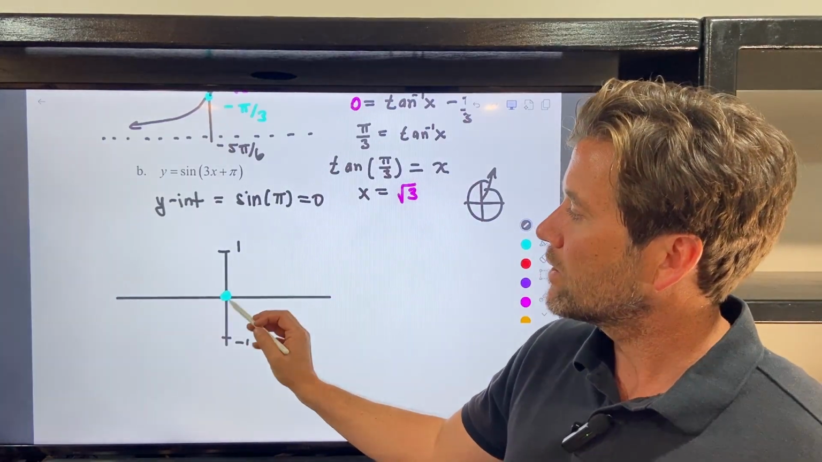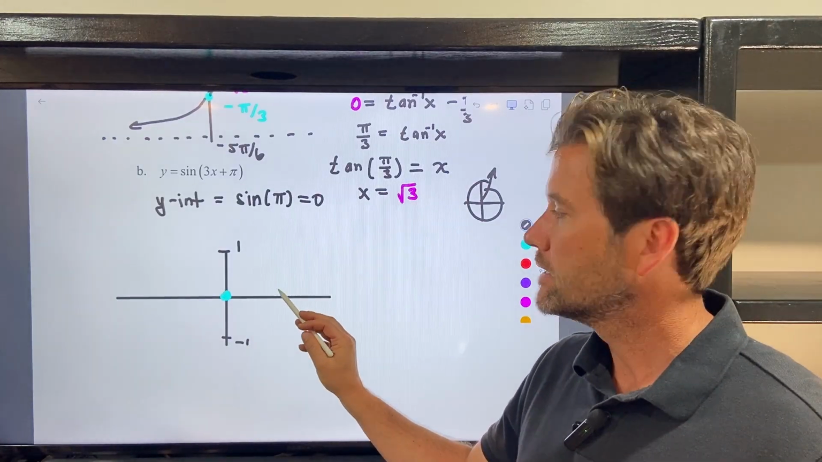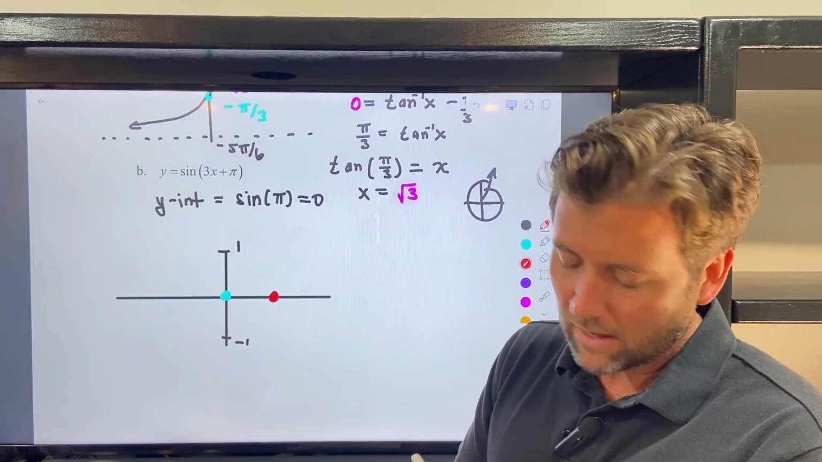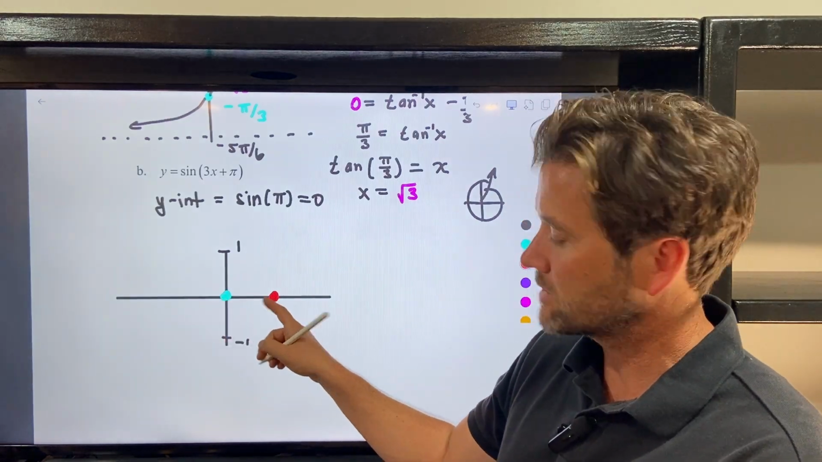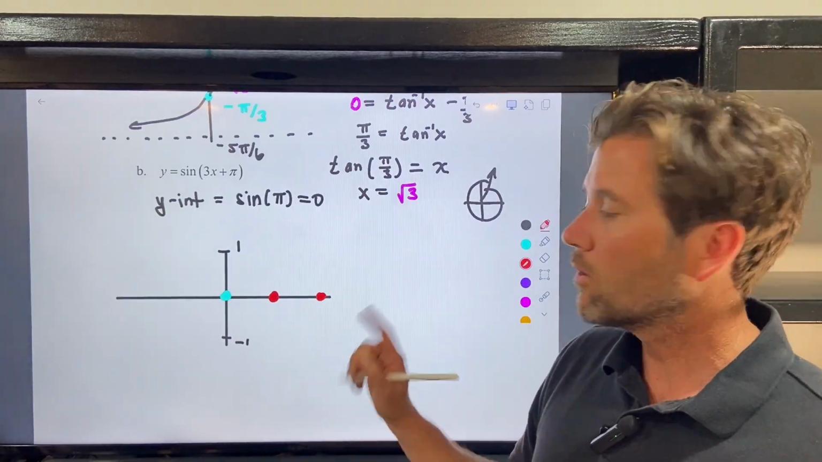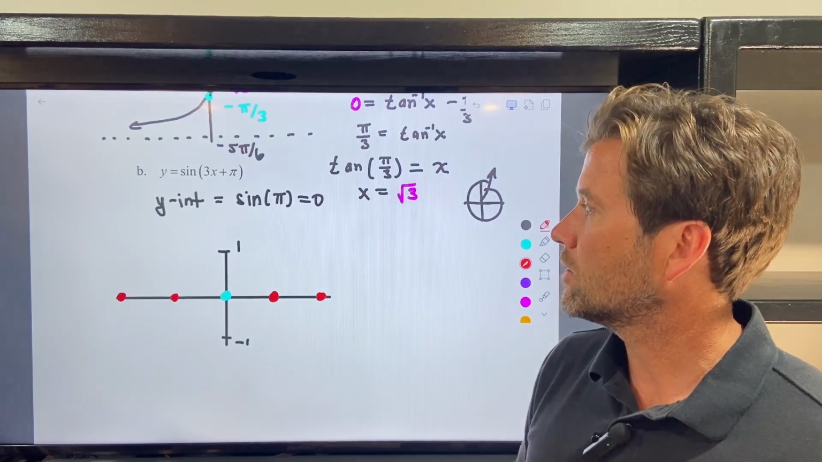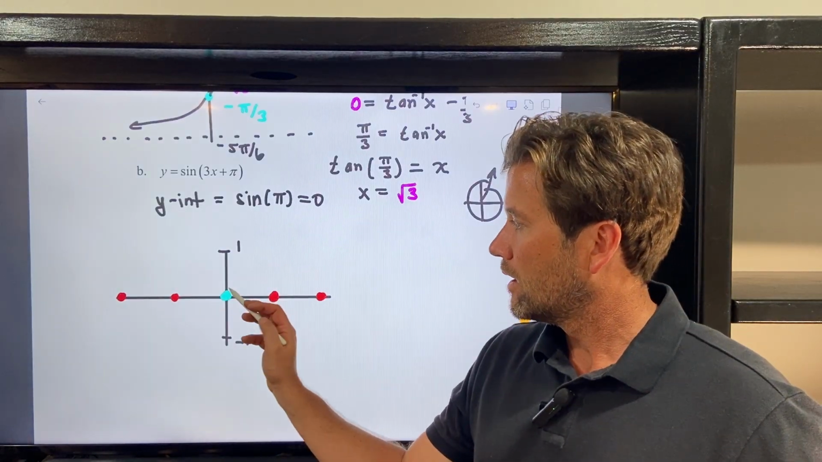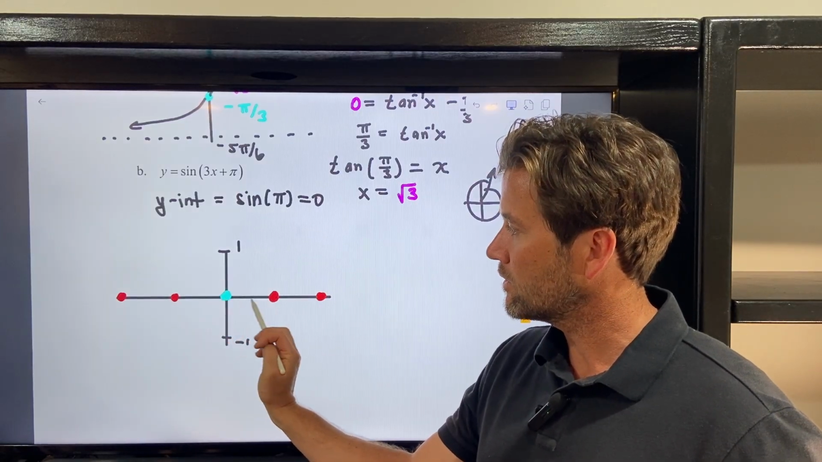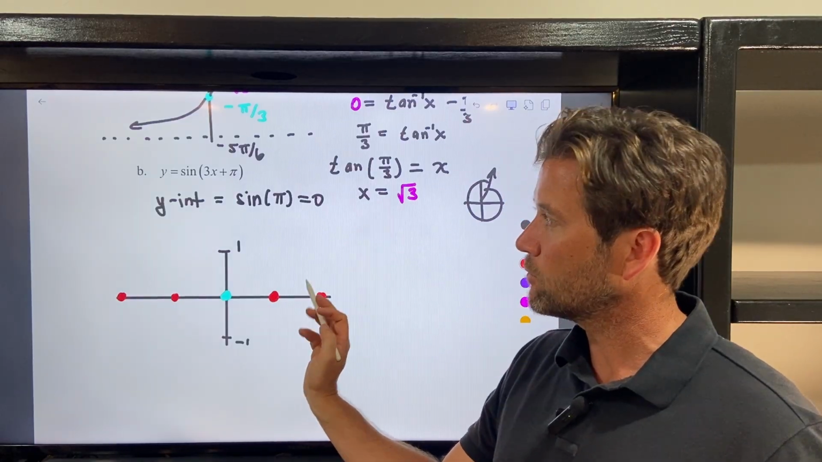So what I do know is that exactly a half a period apart is the next x-intercept. So right here, not a whole period, but a half a period is the next x-intercept. And then a half a period from this is the next one, over and over again. So I'm going to figure out what the period is. And if this is 0, from here to here is half a period. From here all the way to the second x-intercept will be a full period.